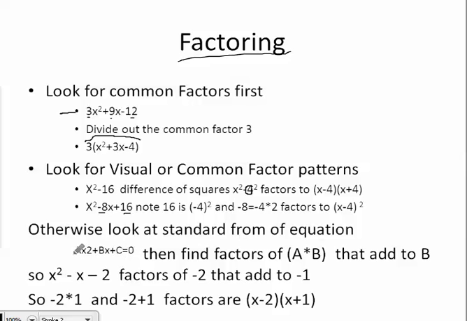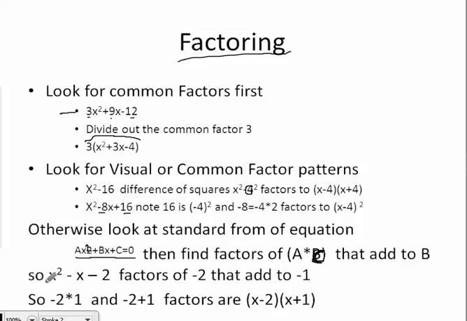Otherwise, you look to the standard form of the equation, ax squared plus bx plus c. I'm sorry, that's the squared again. Made this fast. Okay? Then you find the factors of a times b. I'm sorry, a times c. Made it too fast. Sorry. A times c that add up to b.